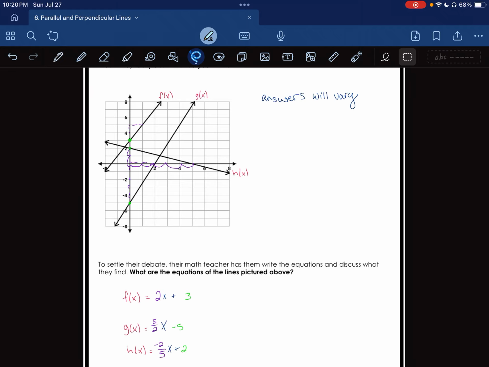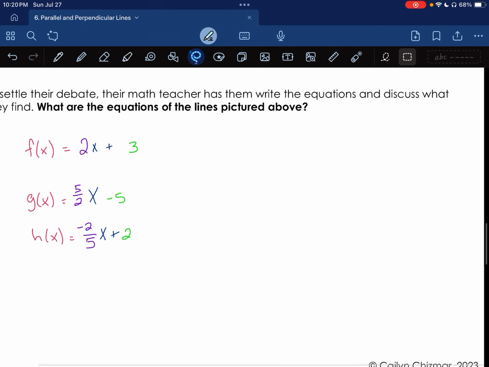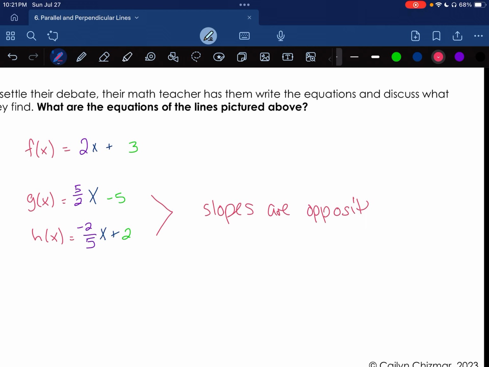All right, so what do you notice about what's going on here? Something I noticed about these slopes is that they are opposite. So one's positive and one's negative, and they are reciprocals, right? So they are one over the other. An example of reciprocals is A over B and B over A. They're like flip-flop.